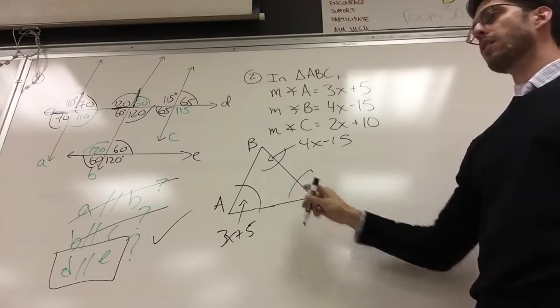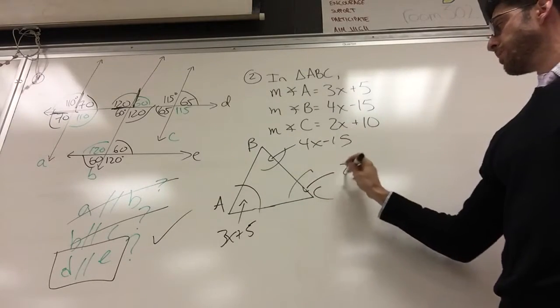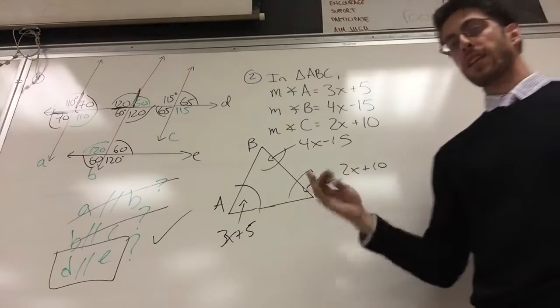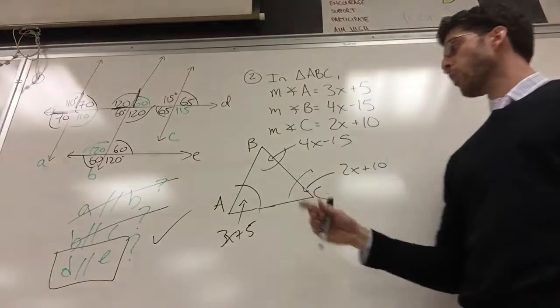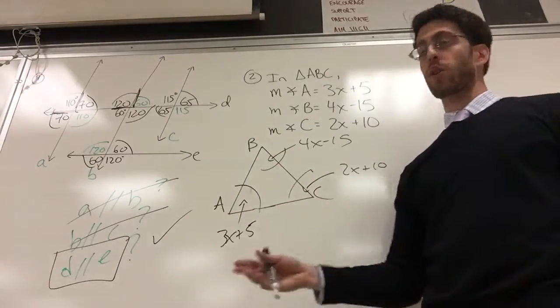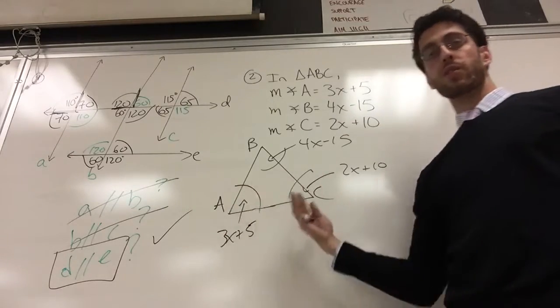B is 4x minus 15. And C is 2x plus 10. And then I'm done, right? No, because the question is going to say, determine what type of triangle this is, or solve for x, or is angle A congruent to angle C?